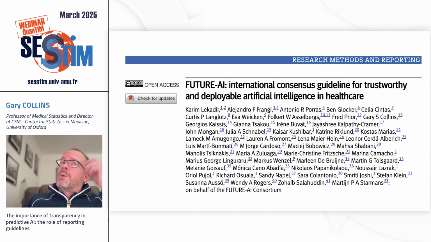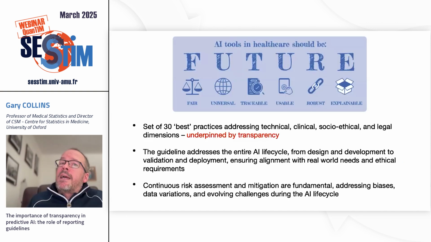Close to finishing up. We have FUTURE-AI, which was published two weeks ago. This is a consensus guideline for trustworthy and deployable AI in healthcare. And that's all predicated on transparency. We have these 30 best practices which we defined around making the tool fair, universal, traceable, usable, robust, and explainable. That's all underpinned by having transparency, and that's across the AI life cycle. It's crucially important.